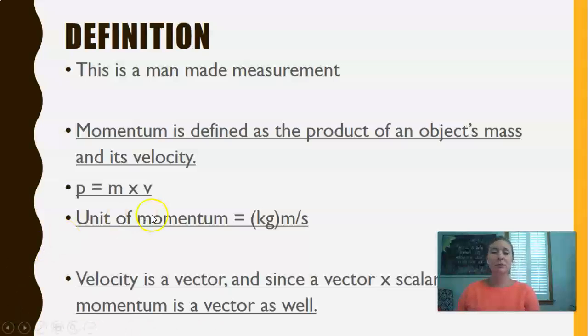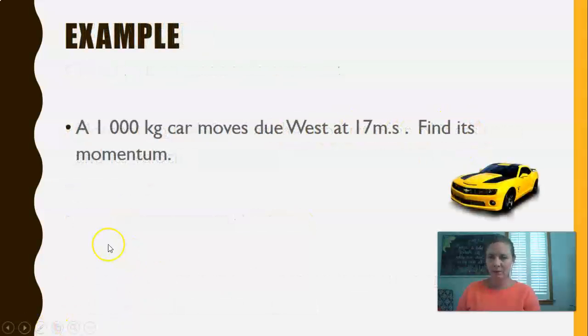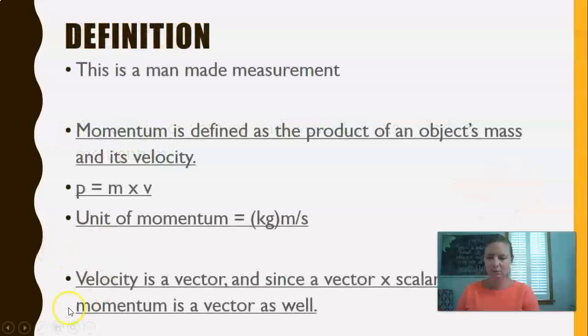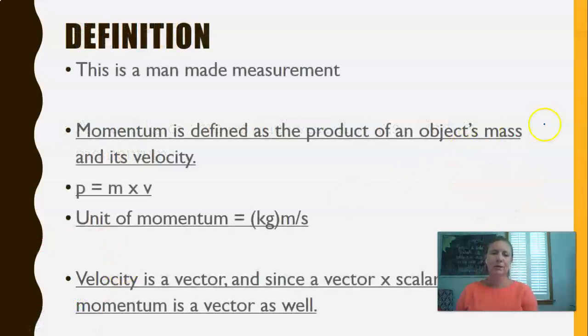So the definition, I do want you to get this down. Momentum is defined as the product of an object's mass and its velocity. I feel like we've used these terms quite a bit, and we're seeing them again. Let me use this blue pen. So we have mass once again, and we have velocity.